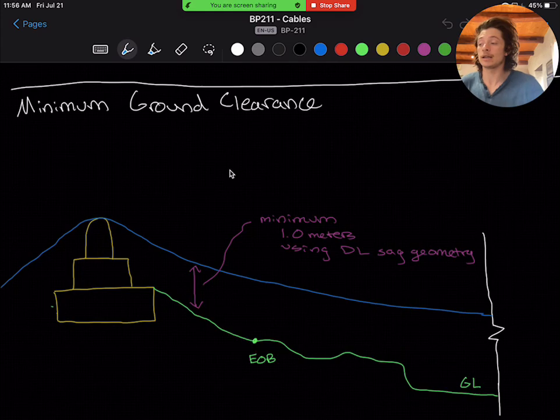Now first, what is ground clearance and how are we defining it? This is the distance between the walkway cable and the ground at any point along the bridge deck, which I've labeled here in the diagram.